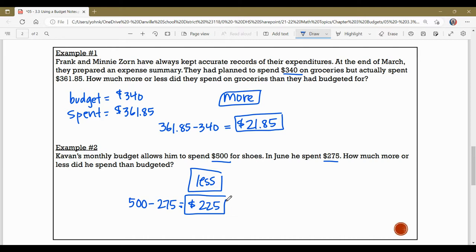So when you're preparing these expense summaries, when you're looking at budget sheets, you definitely are trying to decide if you've over or underspent. Now, if you find out you overspend, then change your spending habits. If you found out that you underspent, then maybe you really don't need to spend that much money every month.